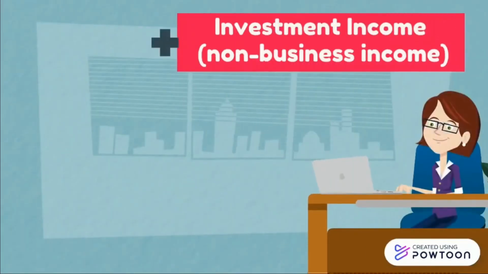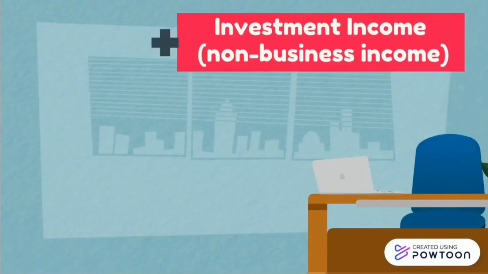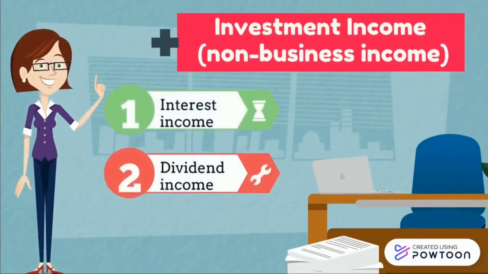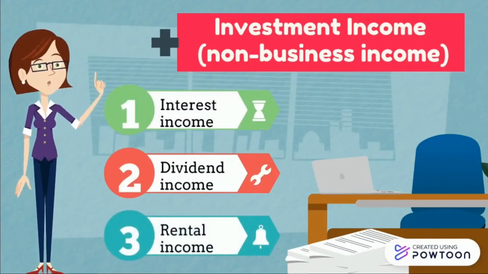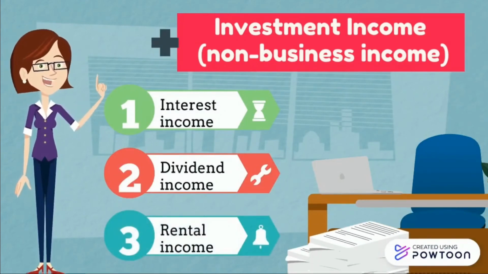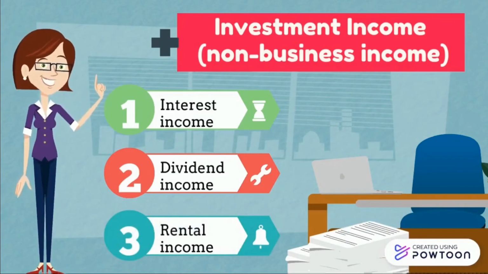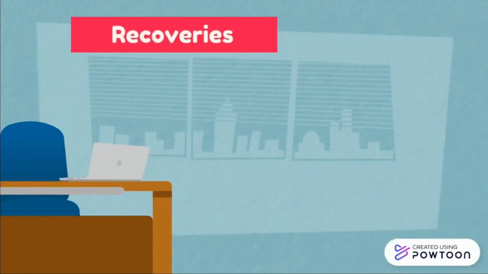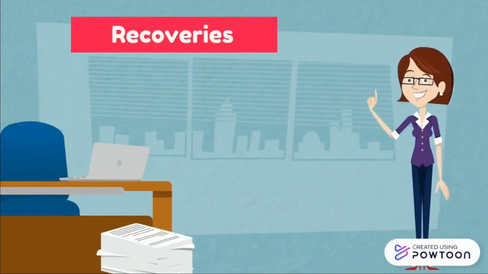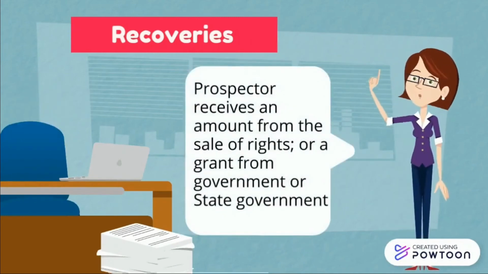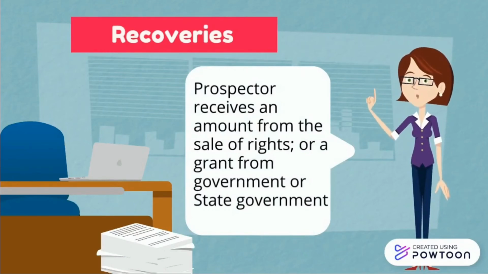Next, you have to add the investment income or non-business sources of income such as interest income and dividend income that fall under Section 4C of the Income Tax Act and rental income under Section 4D of the Income Tax Act. If any of the income has losses, they cannot carry forward the losses to the following years. You also need to add the recoveries coming from the approved agriculture project or abortive prospecting expenditure if any. This is a situation where the prospector receives an amount from the sale of rights or a grant from the government or state government. And finally, you will get the total aggregate income which includes all sources of income.